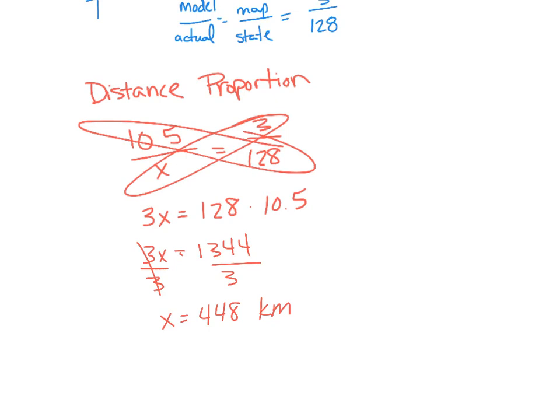It's always the model over the actual. If you are finding a missing length, it's the length you have over x equals a scale factor. Missing width, the width you have over x equals a scale factor. A distance, the scale distance you have over x equals the scale factor.